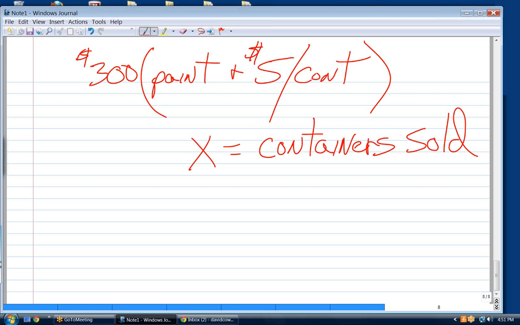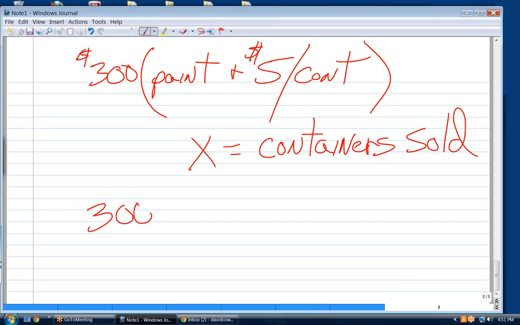You start a business making painted flower containers. You spend $300 on paint and $5 on each container. You charge $20 per container. How many containers do you have to sell to break even? Okay, so what's our total cost of the business?